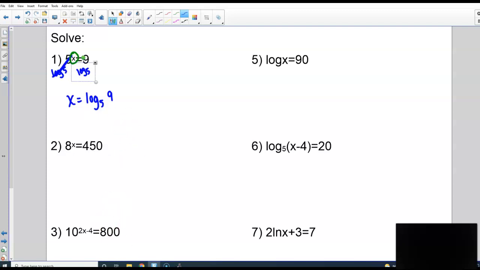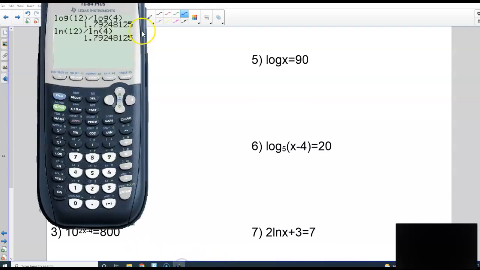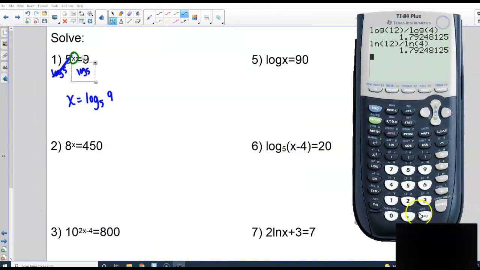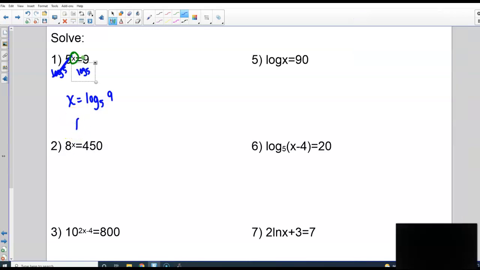And so we can just simply type this into the calculator. Natural log of 9 divided by natural log of 5. And we get 1.365. Okay, questions?